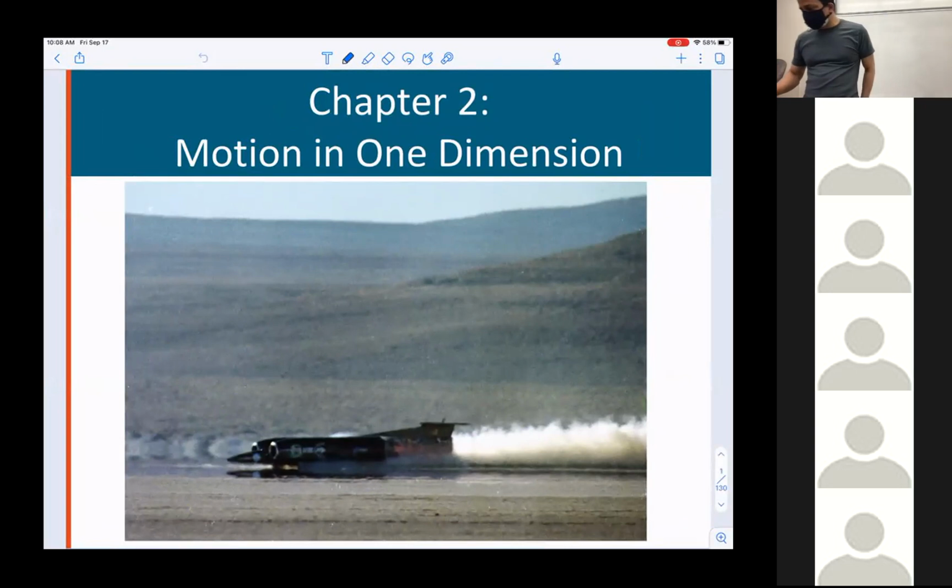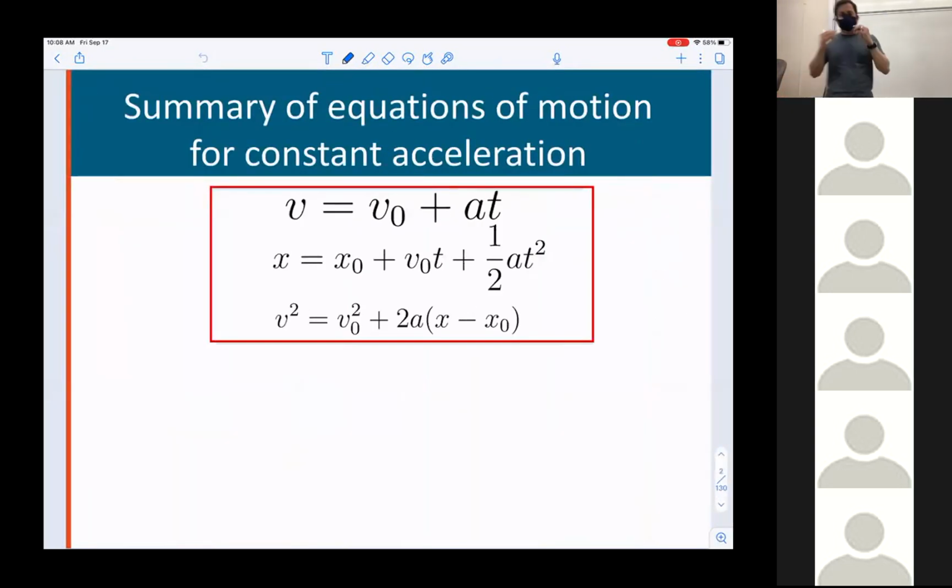All right, so today we are going to put to use the set of equations that we developed in the last class for the special case of motion with constant acceleration. And so whenever you have an object moving with constant acceleration, then these 3 kinematic equations are always true.